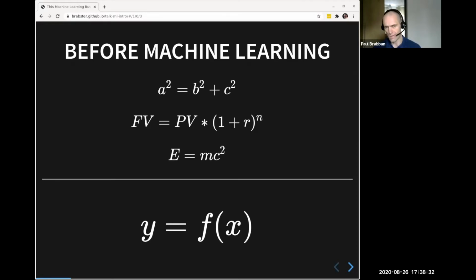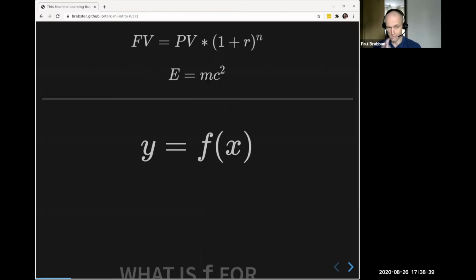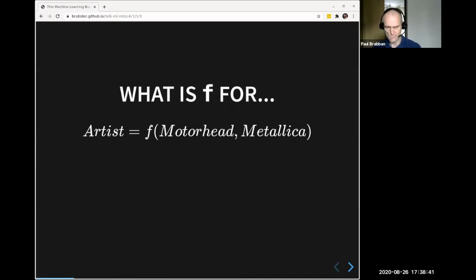So bearing that in mind, and bearing in mind these equations and how we might have solved these problems back in the day, let's think about these new questions. Imagine we want to make recommendations for music. So now my x has become Motorhead and Metallica. I like Motorhead and Metallica, and I want to know another artist I'm going to like. So what's the relationship between Motorhead and Metallica and an artist I'm going to like? That's a different kind of problem, but what makes that different to the problems we had before?